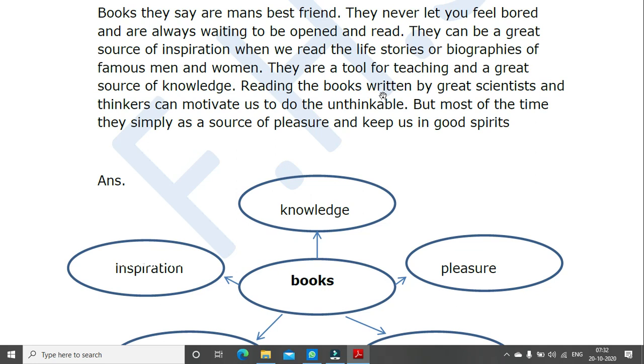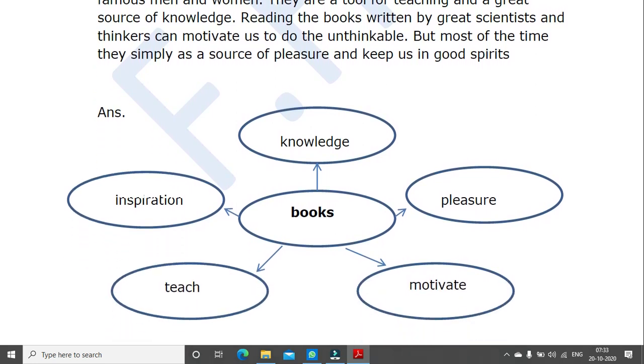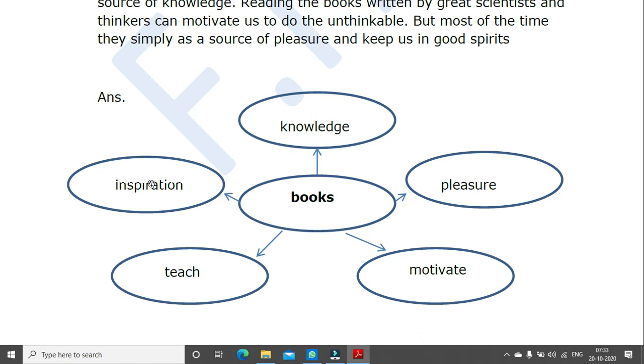Reading the books written by great scientists and thinkers can motivate. Next point, you know what it does? It motivates us to do the unthinkable. But most of the time, they simply are a source of pleasure and keep us in good spirits. So the last thing is they are a source of pleasure. So what are the main points? Now you put all these points that I pointed out to you around this. See here: knowledge, inspiration, teaching, motivate and pleasure. All these are the points that you got from this passage and put into this diagram.